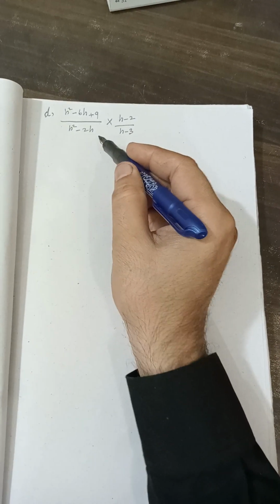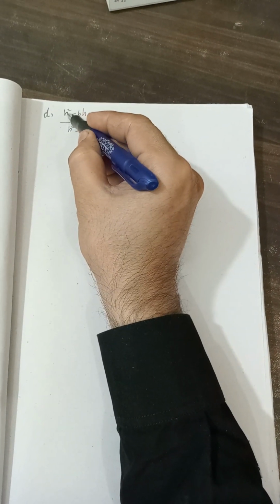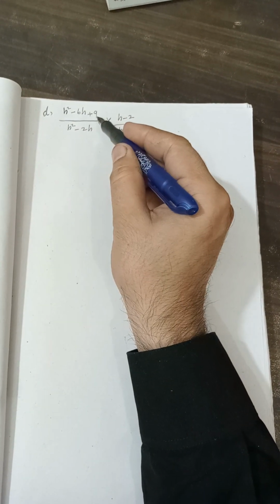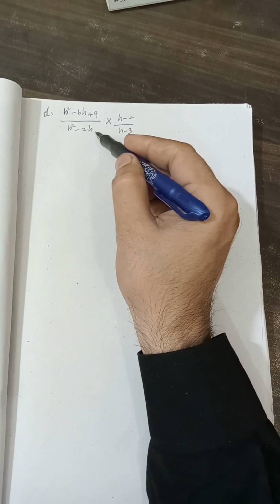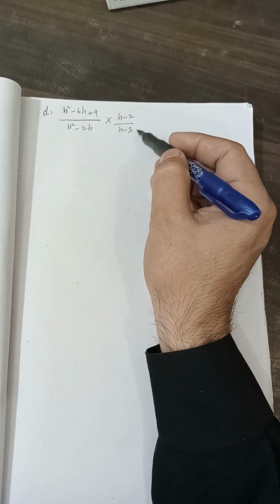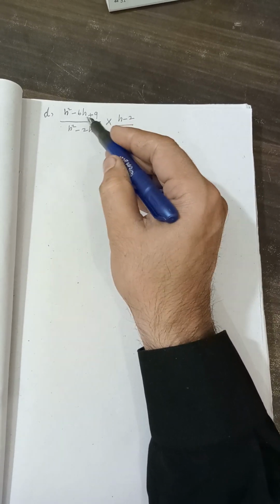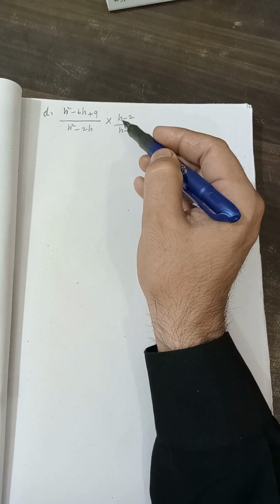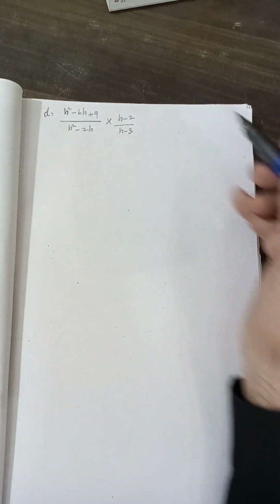See here D part, h square minus 6h plus 9 over h square minus 2h, divided by h minus 2 over h plus 3. It needs factorization, and we have to factorize it first.